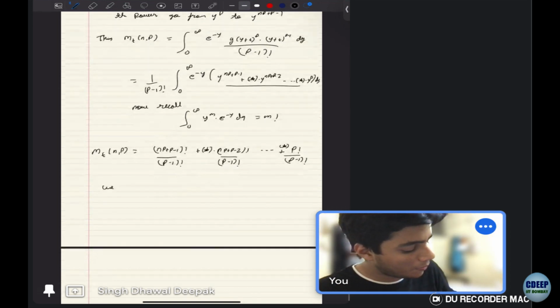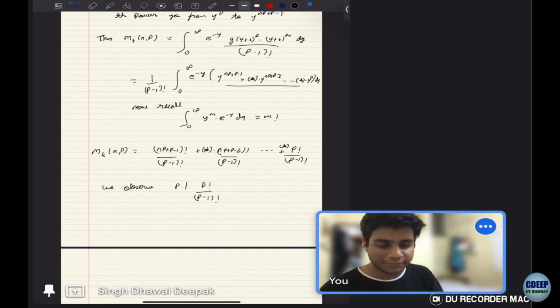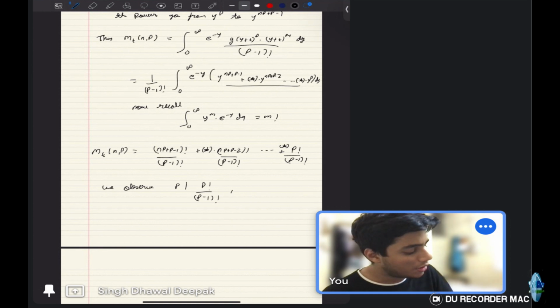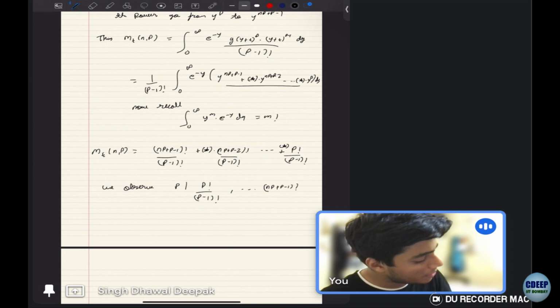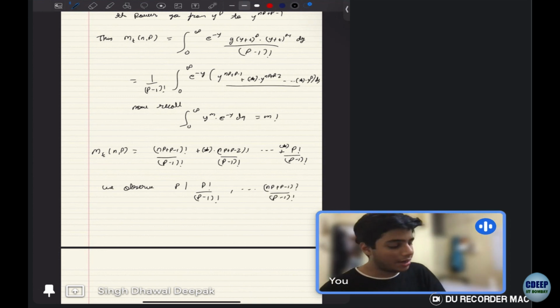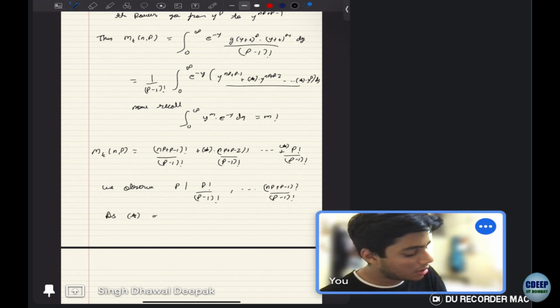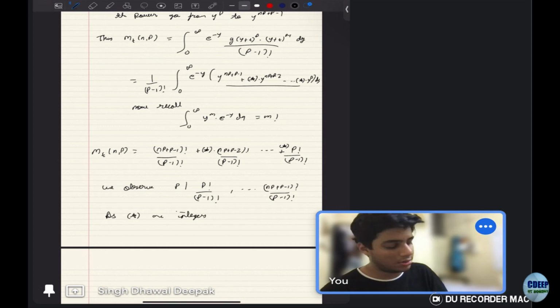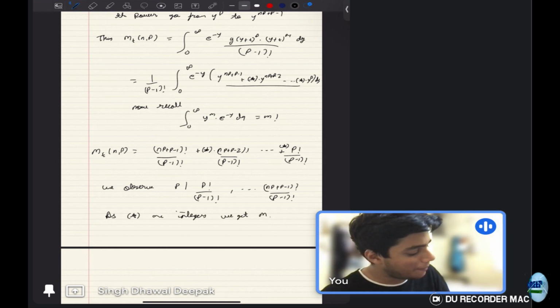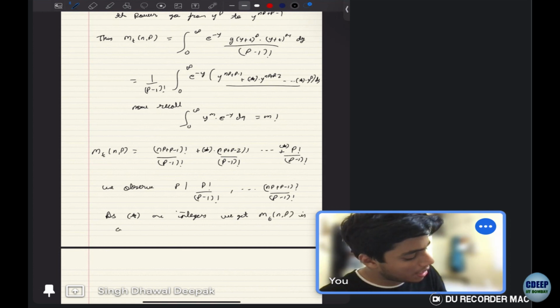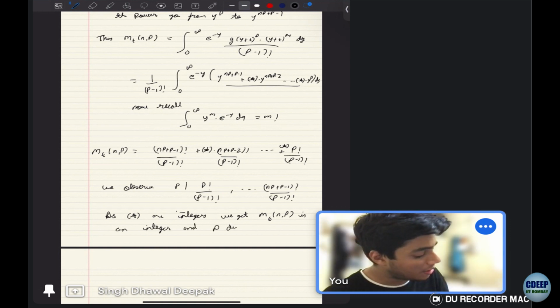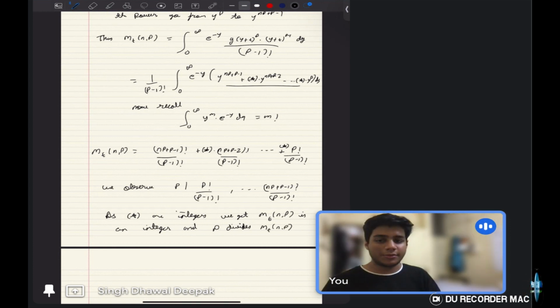Now, we observe p divides p! by (p-1)!, and also, all the way up to (np+p-1)! by (p-1)!, and as the stars are integers, we get that M_t(np) is an integer and p divides M_t(np). And this is our second observation.